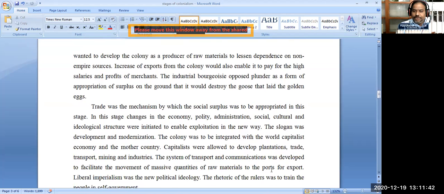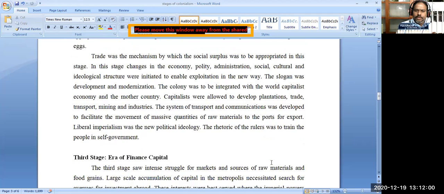The capitalists of the mother country were allowed to develop plantations, trade, transport, mining, and industries. The system of transport and communication was developed to facilitate the movement of massive quantities of raw materials to the ports for export. Liberal imperialism was the new political ideology. The rhetoric of the rulers was to train the people in self-government.